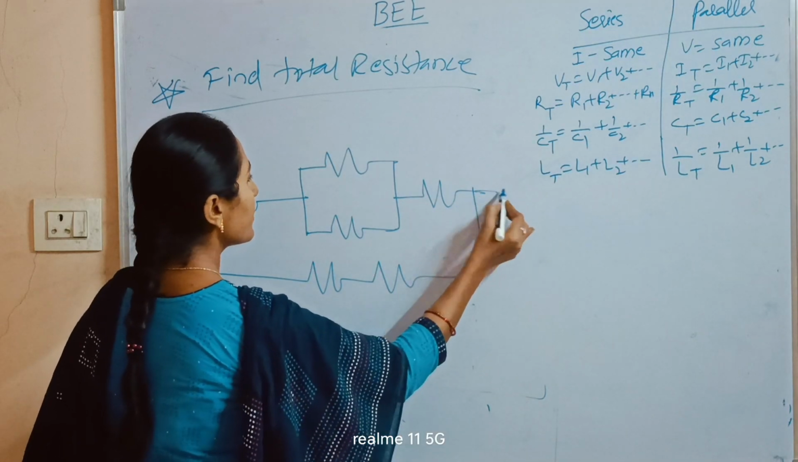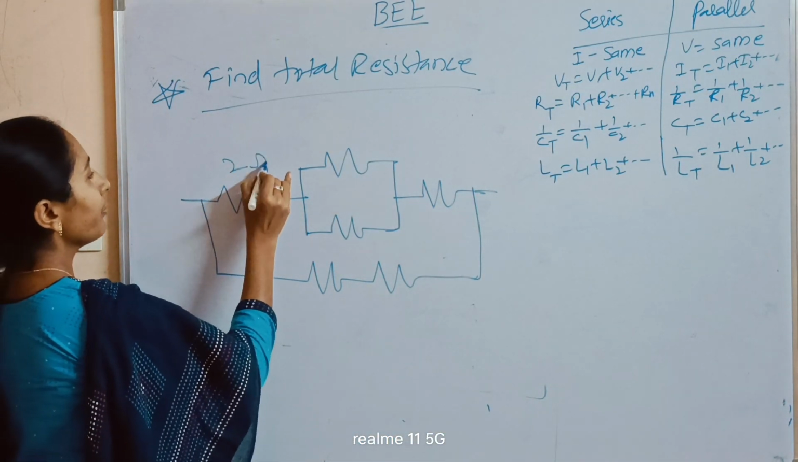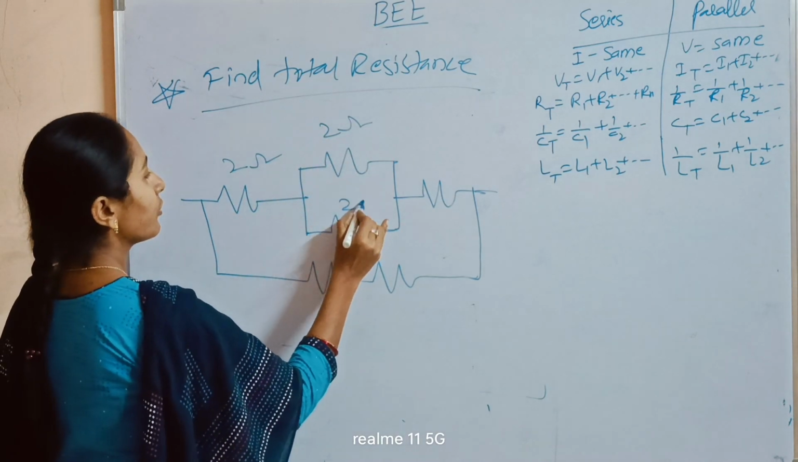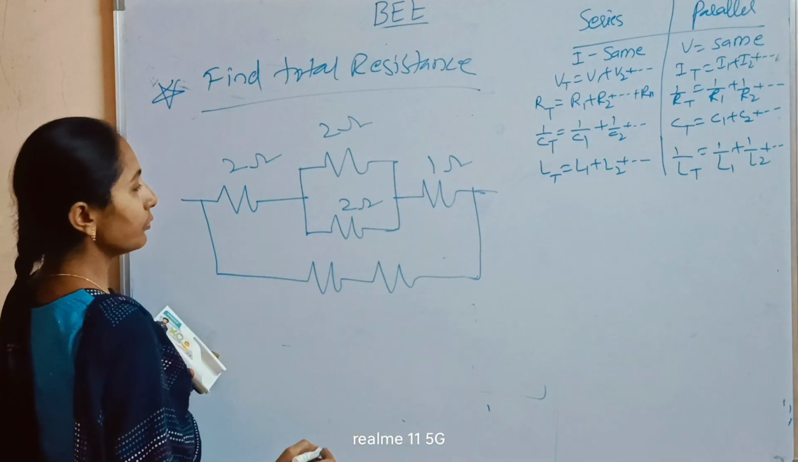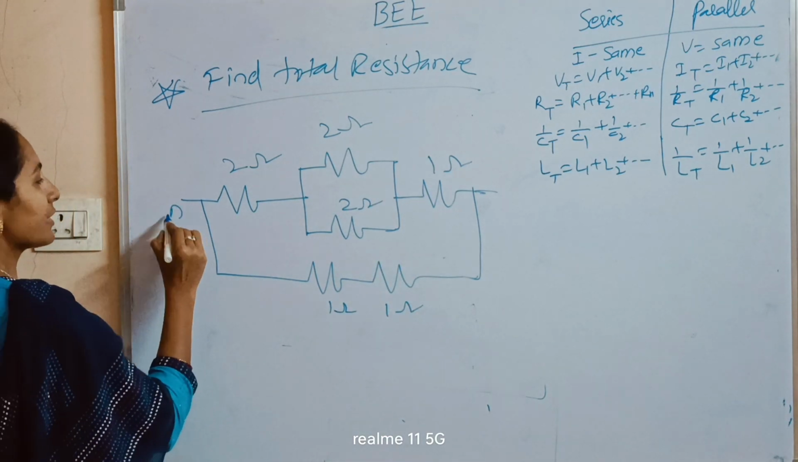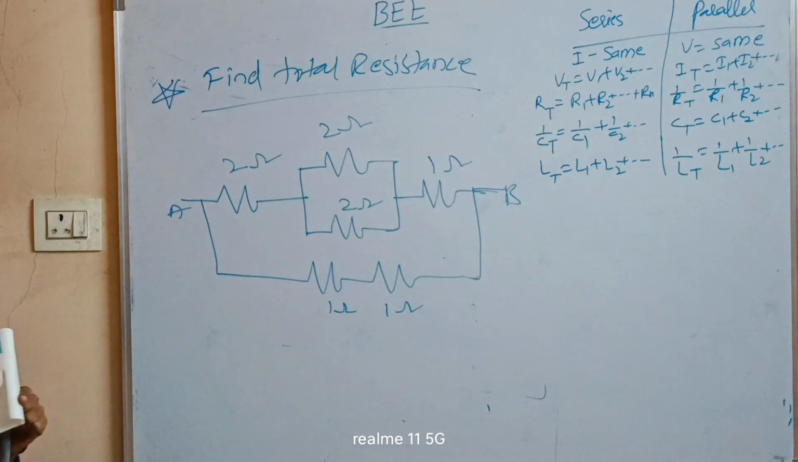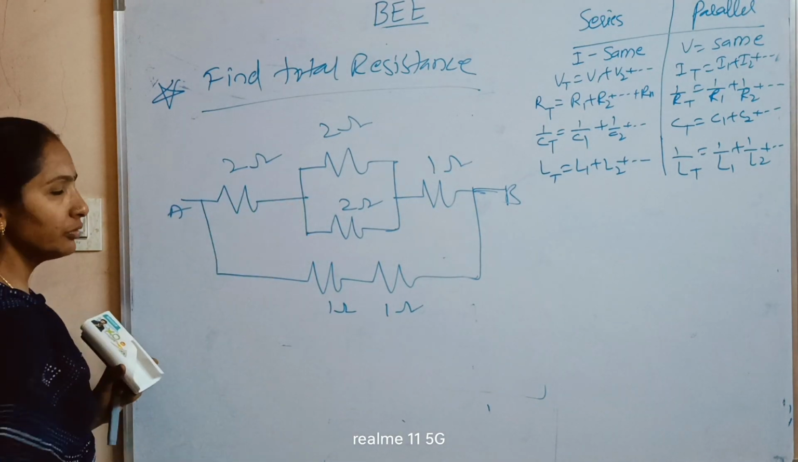Series as well as parallel. Okay. Now I am considering 2 ohm, 2 ohm, 2 ohm, 1 ohm, 1 ohm, 1 ohm. Okay. This is A terminal, this is B. Find the total resistance from A to B.